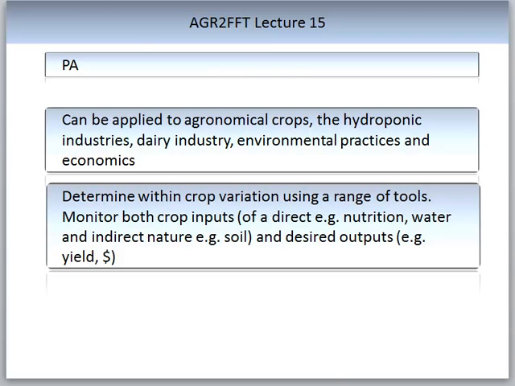Precision agriculture can be applied to a number of different enterprises. Some examples include agronomical crops, the hydroponic industries, the dairy industries, environmental practices and its monitoring, and economics. It determines within crop variation using a range of tools if we look at the agronomical examples. From an agronomical perspective, you would monitor both the crop inputs, that is, of a direct nature, such as nutrient and water, and an indirect nature, perhaps the soil. And you would also monitor the desired outputs, for example, yield.